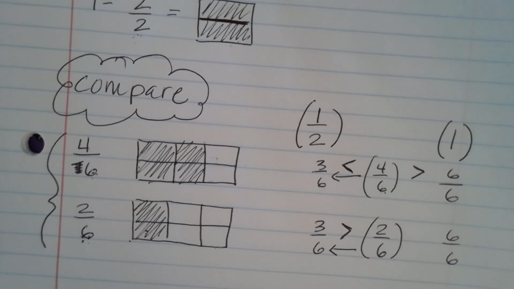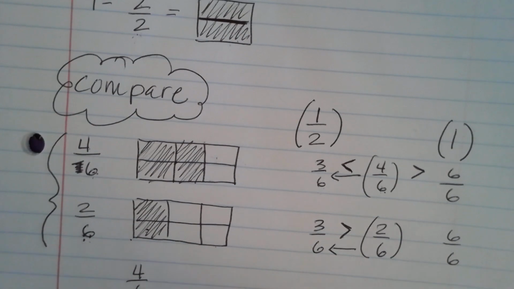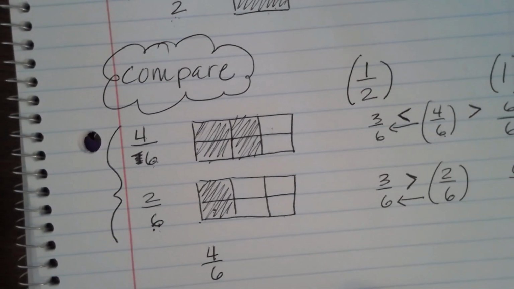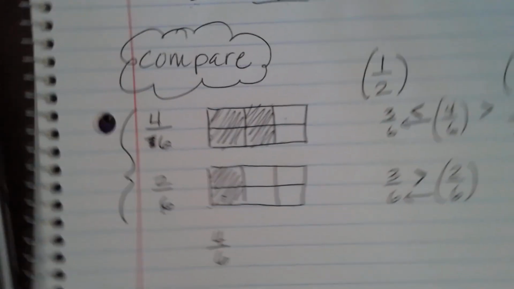So when I look at 4 over 6, let me push this up a little, versus 2 over 6.